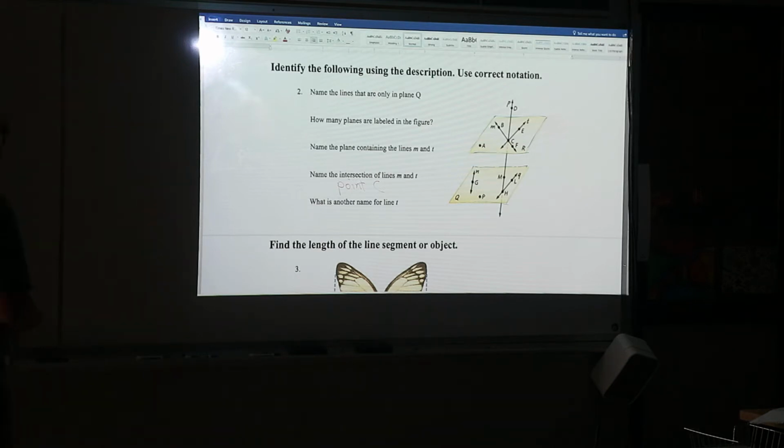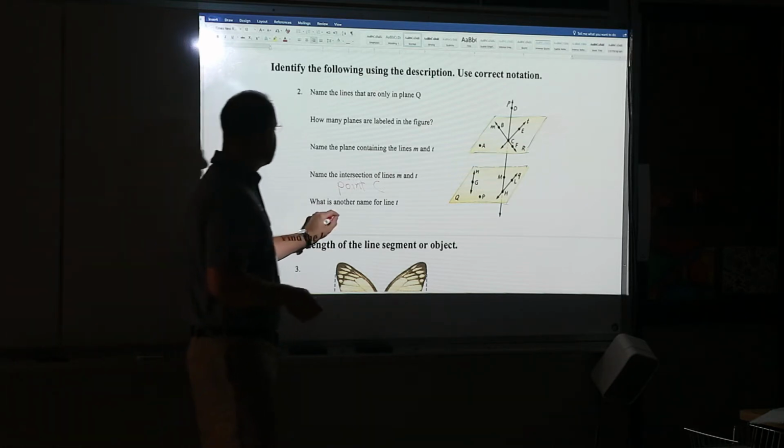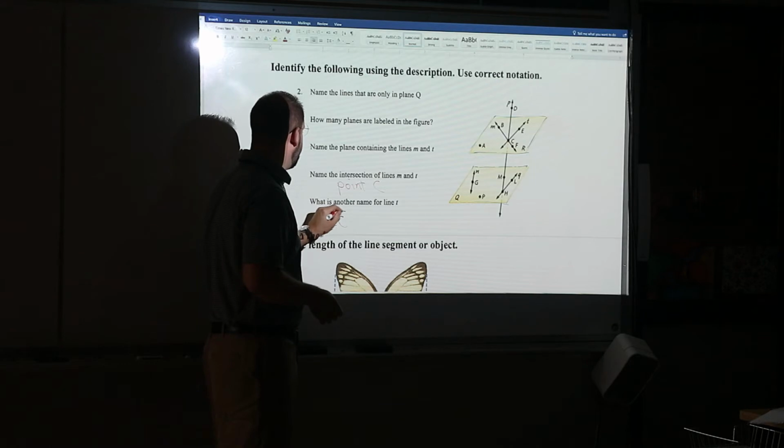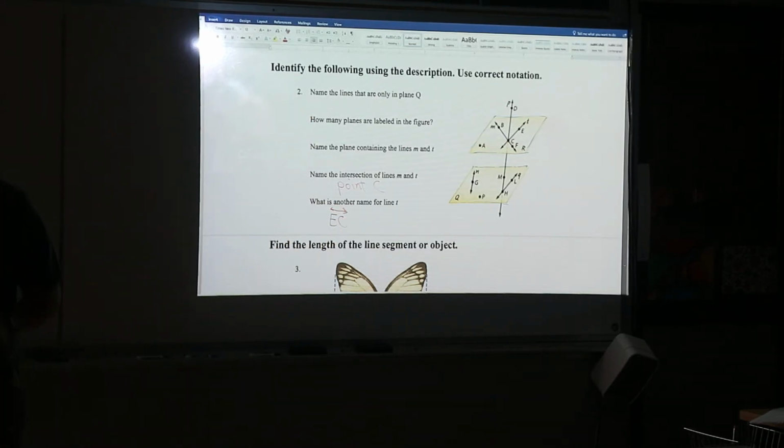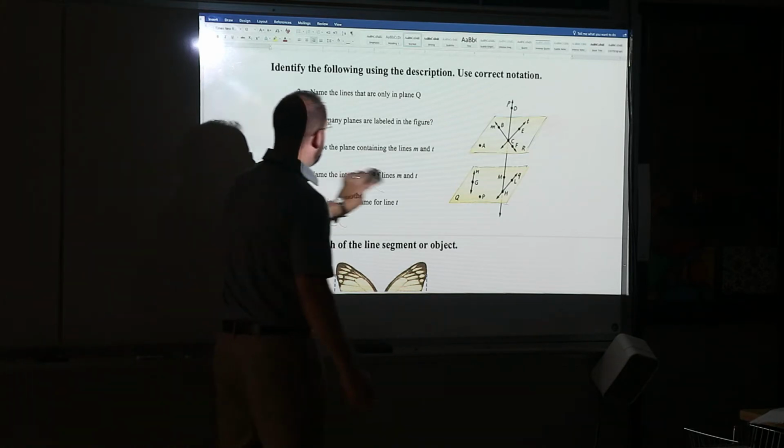Another name for T? EC. EC with the arrows above it. Good. Line EC. The arrows. If you forget the arrows, I count wrong. Can't just put a bar there. There's actually arrows. Okay, we're good with number 2.